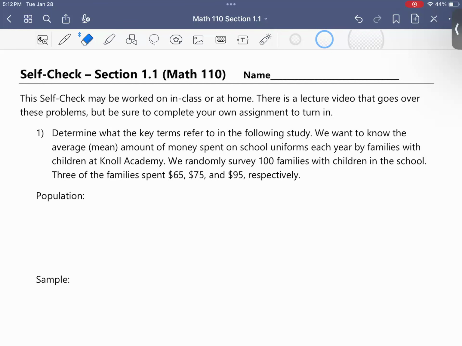Everybody, welcome to Subject Section 1.1. Let's go ahead and look over question one. Question one says, determine what the key terms referred to in the following study.